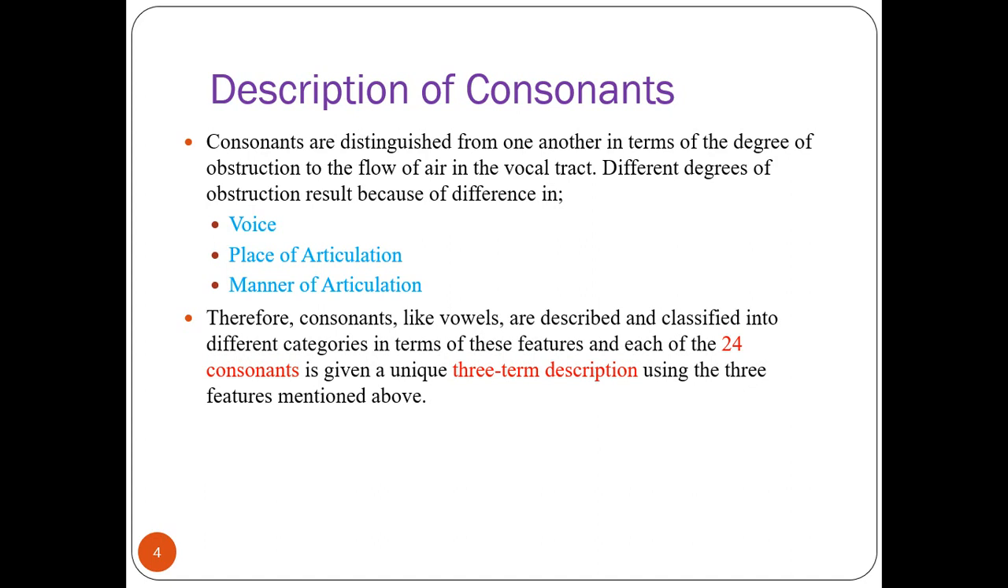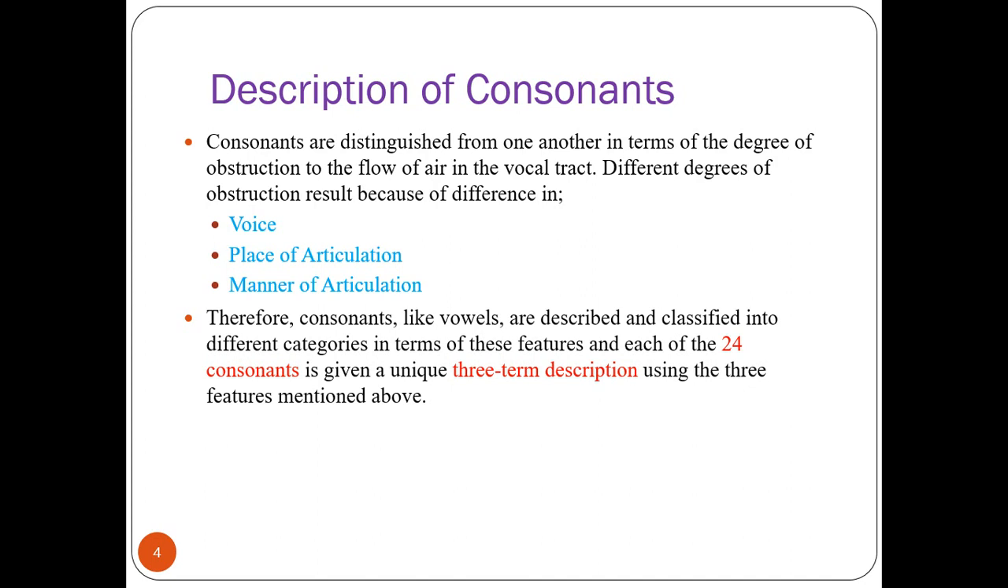So similarly, we can also describe consonants using three different features. The first one is voice. Voice is basically not very important when we talk about vowels. Why? Because all vowels are voiced. But when we talk about consonants, consonants may be voiced or unvoiced, depending on the context and the sounds that we are dealing with. So this is a very important feature here.